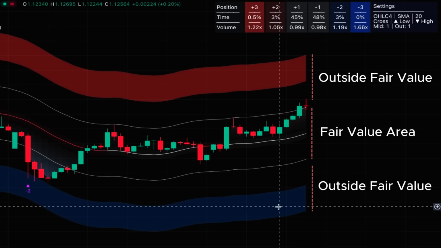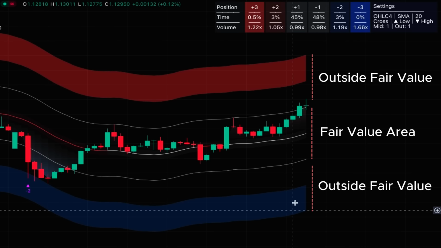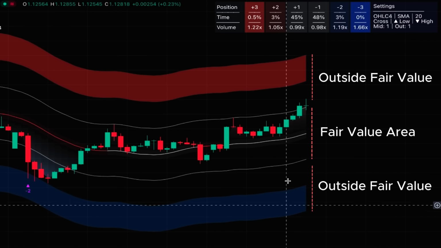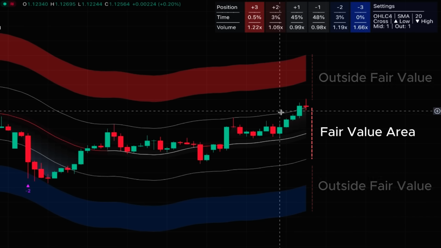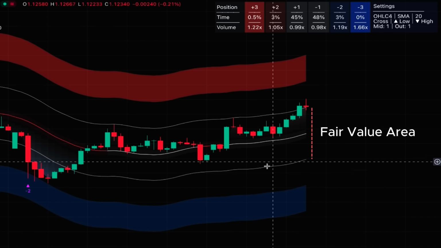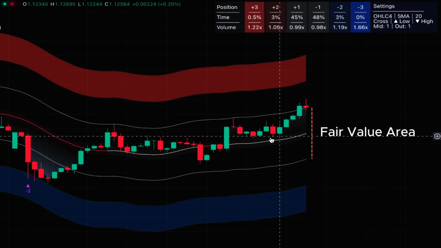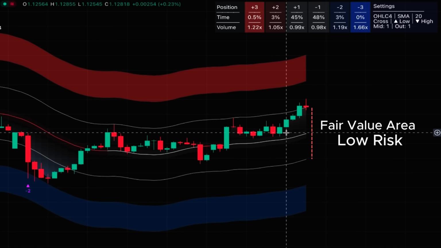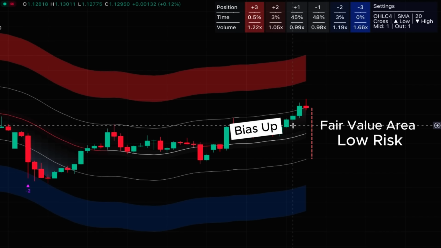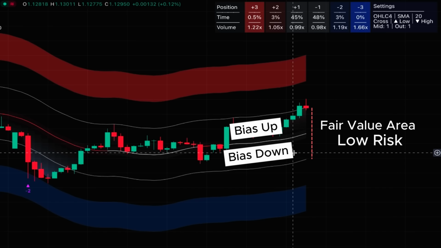Outside the fair value is categorized with another two levels, as you can see, below the fair value and above the fair value. This fair value area, which is between the first band above and below the fair value line, is considered low risk. For this area, which is above the moving average line, the bias is up, and for this area, which is below the moving average line, the bias is down.